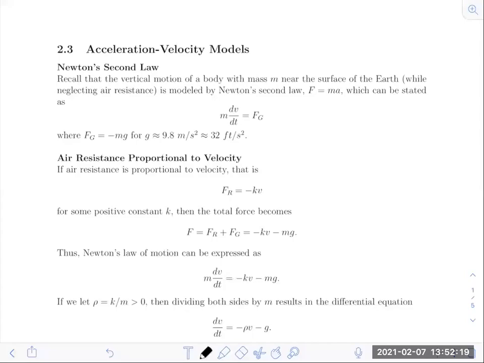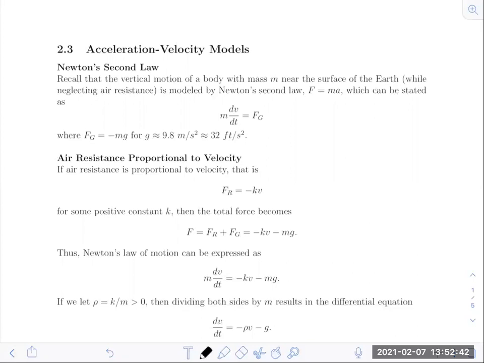In this video, we'll be discussing section 2.3, acceleration velocity models. We're going to begin by recalling Newton's second law, which is surely familiar from a previous calculus course. Recall that the vertical motion of a body with mass m near the surface of the Earth, while neglecting air resistance here, is modeled by Newton's second law, which is F equals ma.